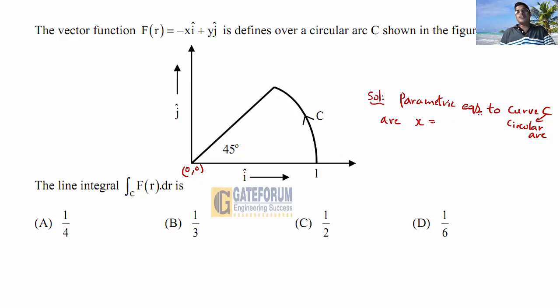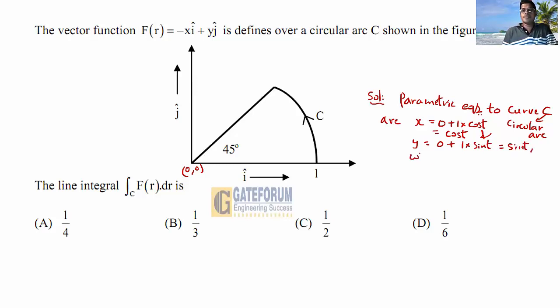So x is equal to the x coordinate of the center plus radius into cos t, and y is equal to the y coordinate of the center plus radius into sin t. Here the center is 0, 0, plus 1 into cos t, which becomes cos t. And y is equal to the y coordinate of the center, that is 0, plus radius 1 into sin t, which is nothing but sin t.